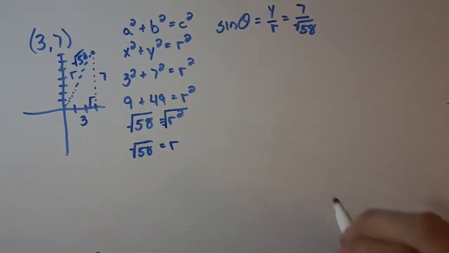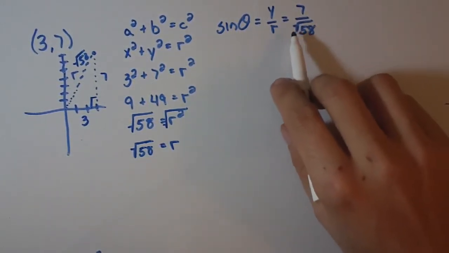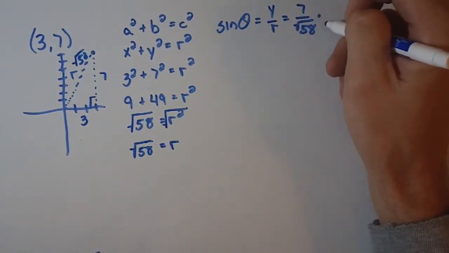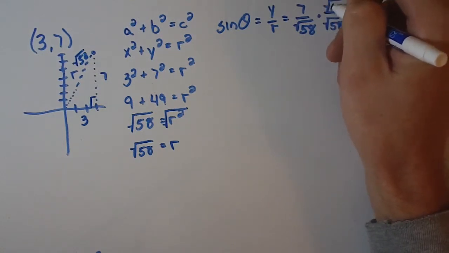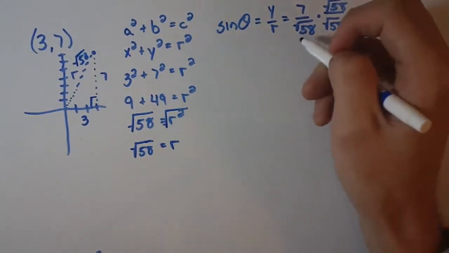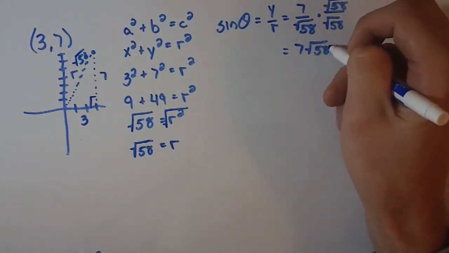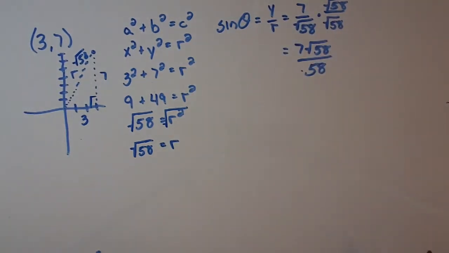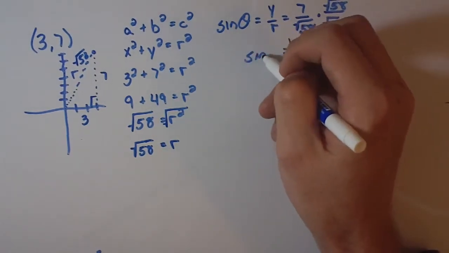Now we can't leave it like that because you're not allowed to have radicals, the square root, in the denominator. So to clear that, we need to multiply the top and bottom by square root of 58. And what we're left with is 7 times the square root of 58 over 58. The 7 and the 58 can't simplify any further, so this is our answer for sine of theta.